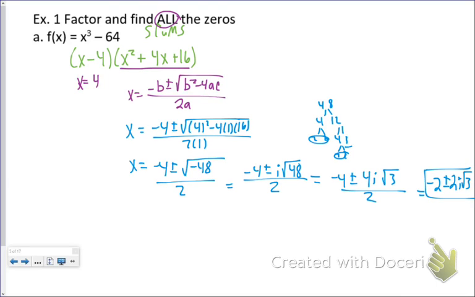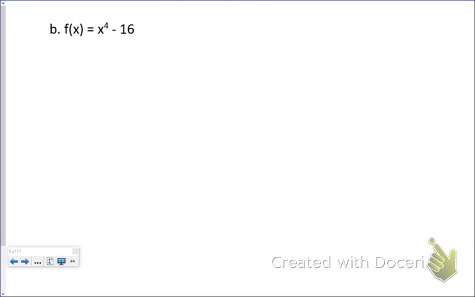Now, one thing you'll notice, we ended up with 3 total zeros. We had x equals 4, negative 2 plus 2i root 3, and negative 2 minus 2i root 3. So 3 zeros, and this was raised to the 3rd power. You may see a pattern coming up.